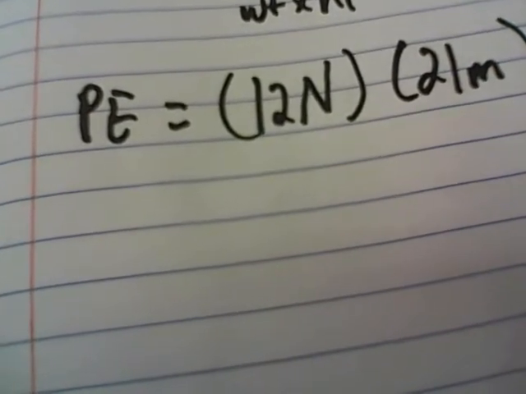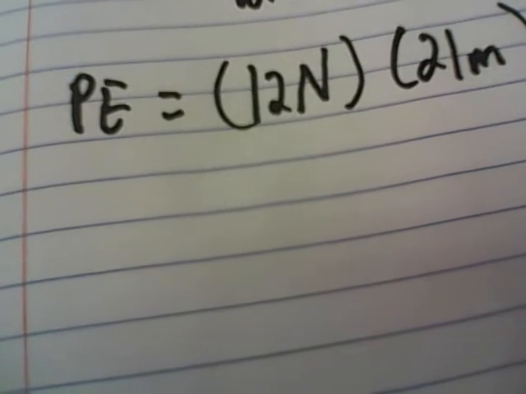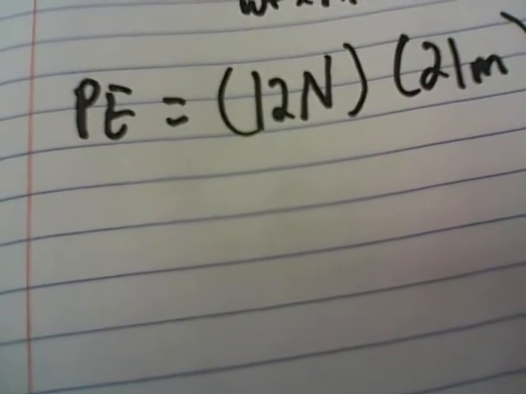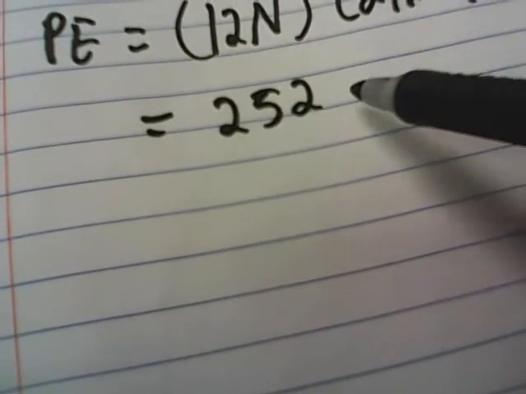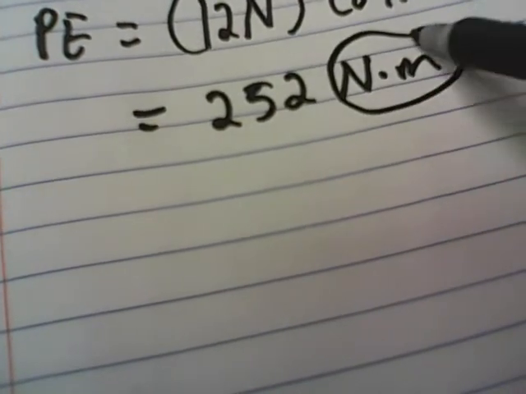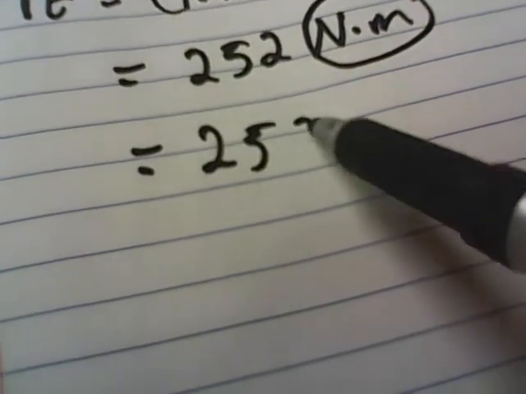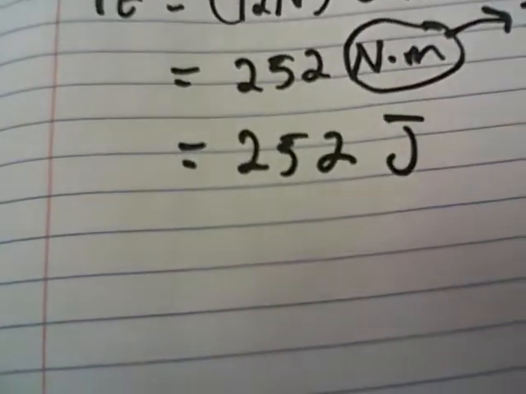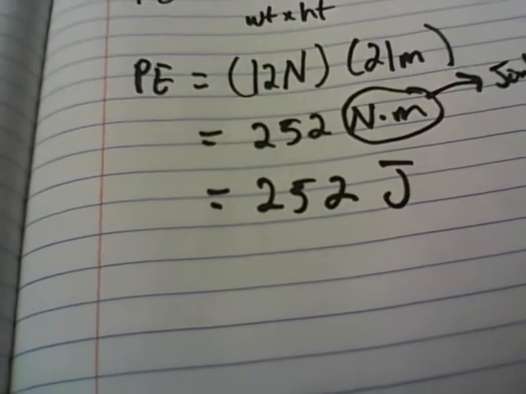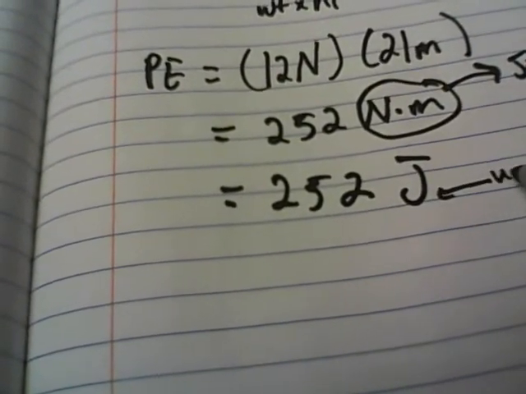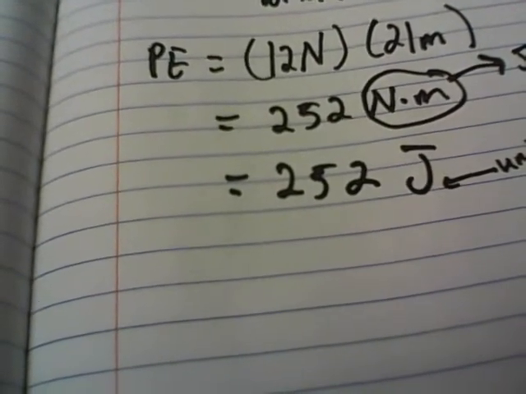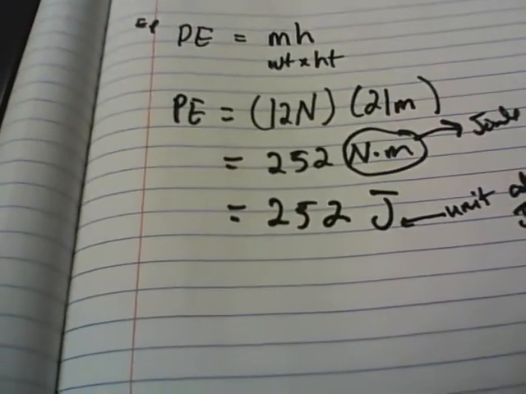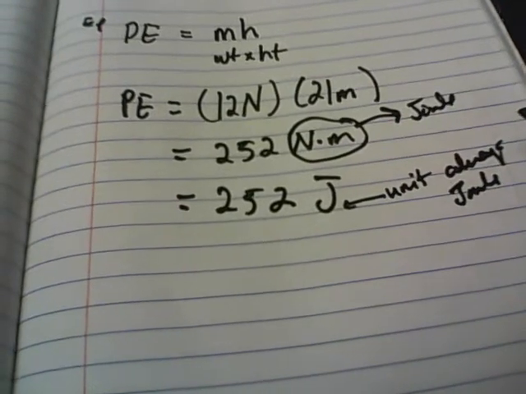So if we take out our handy dandy calculator and do 12 times 21, yes, I am using my calculator as we speak, we will come out to 252 newtons times meter. And if you find out, this is equal to a joule. I know, I'm funny. So 252 joules. You'll find that anytime we're talking about energy, potential energy or kinetic energy, your unit is always a joule. All right, so this is how we calculate our potential energy.